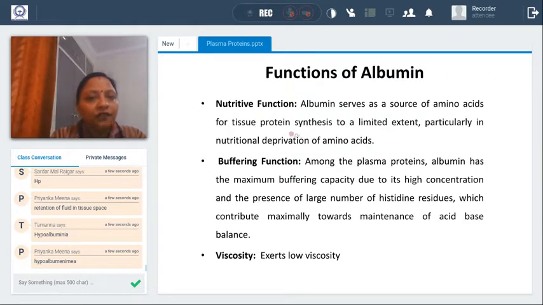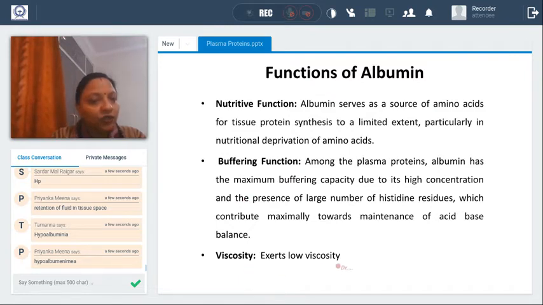Another function is the nutritive function. Albumin serves as a source of amino acids for tissue protein synthesis to a limited extent, particularly in nutritional deprivation of amino acids. Buffering function: among the plasma proteins, albumin has the maximum buffering capacity due to its higher concentration and the presence of a large number of histidine residues, which contribute maximally towards maintenance of acid-base balance. Viscosity: albumin exerts low viscosity.